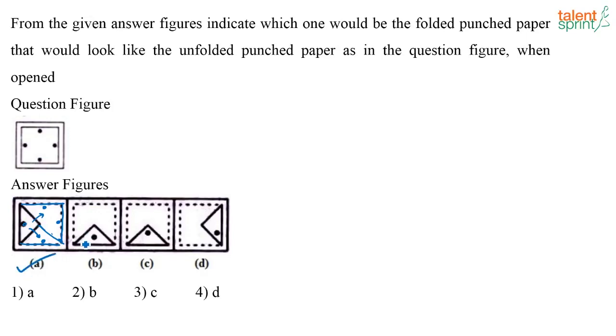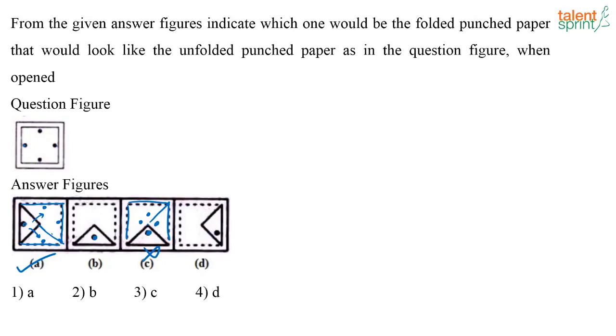Now why can't this be your answer? Here, the place where the punch is, it is not in the corner. If you look at the question figure, these punches are towards the corner. Now this punch is more inside. Similarly here the punch is in the center. So when you open it like this, you will have a dot here and here. Finally when you open it, this is how the dots will appear. So this is not the option.